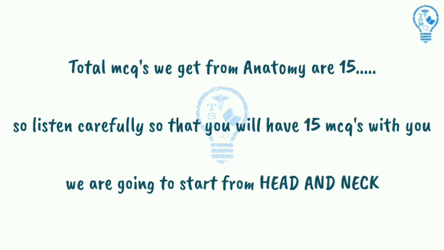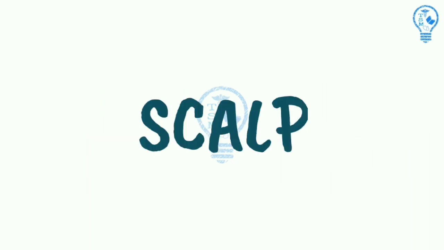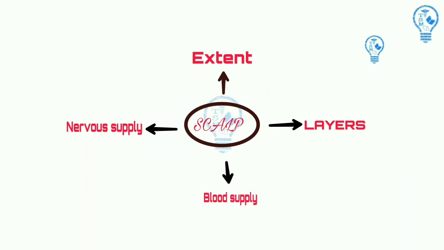We are going to start from head and neck. Today our topic is scalp. We are going to learn scalp in 4 headings. They are 1. Extent, 2. Layers, 3. Blood supply, and the 4th one is nerve supply.